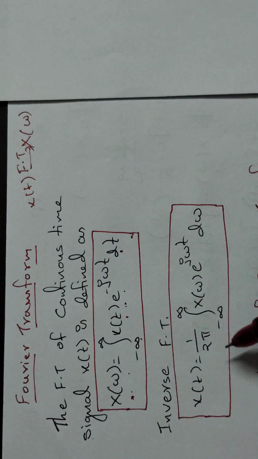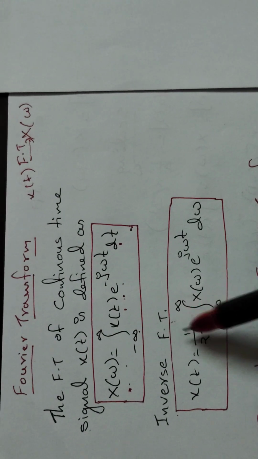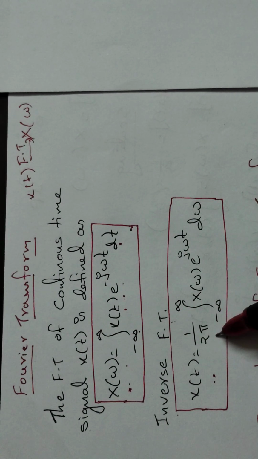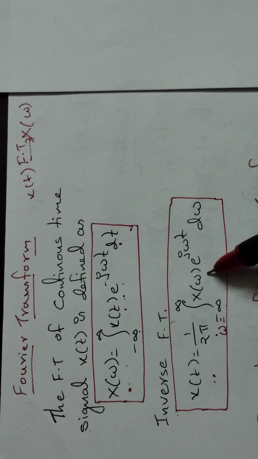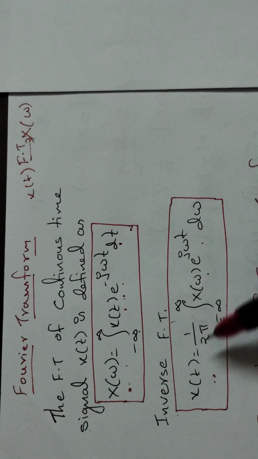In the same way, the inverse Fourier transform gives x of t. So x of t is equal to 1 by 2 pi, integral with limits omega equal to minus infinity to infinity, x of omega e power j omega t into d omega. This is the inverse Fourier transform formula.